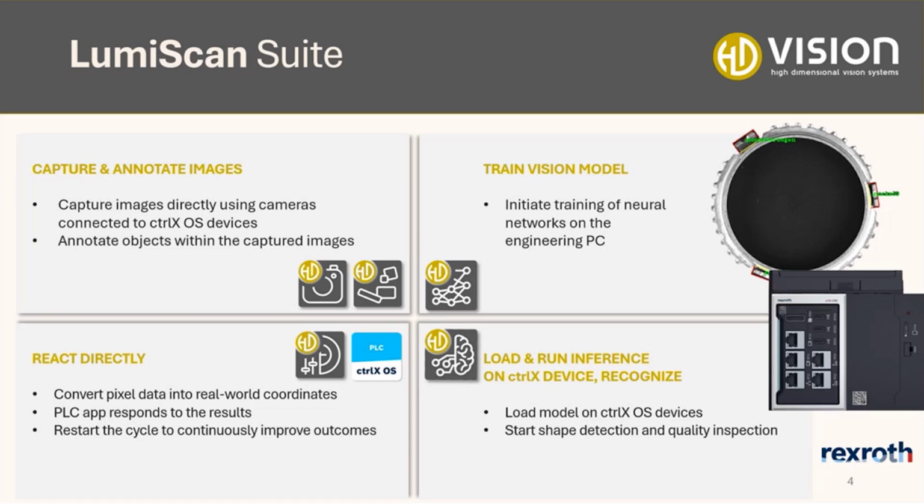And around this image capturing tool, we have created a pipeline that allows you to run object detection AI models on these images, train them yourselves, and also convert the found pixel coordinates from these images to real-world coordinates to be able to interact with objects with robots, for example.